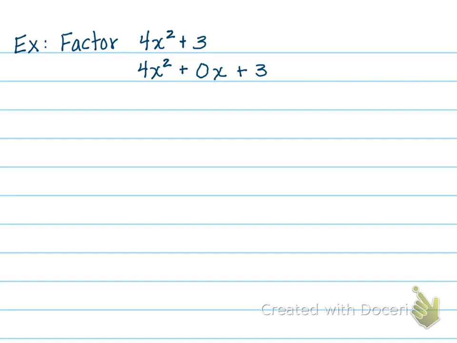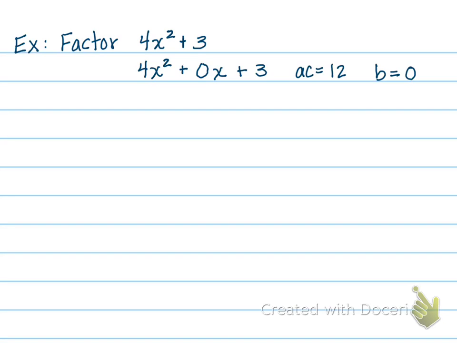And so at this point, that 0x is just kind of a placeholder. However, it gives me a b to work with when I do the AC method. So now that I have 3 terms, I'm going to say AC equals 12. And then now b equals 0.